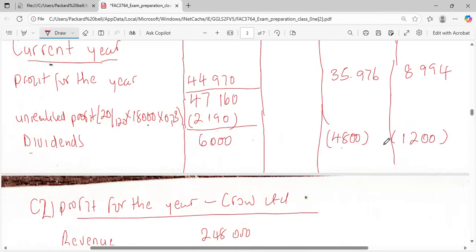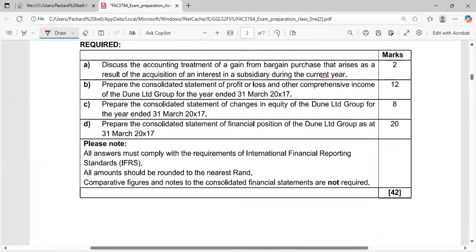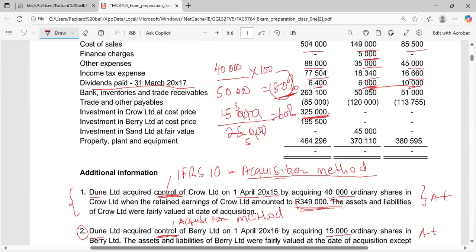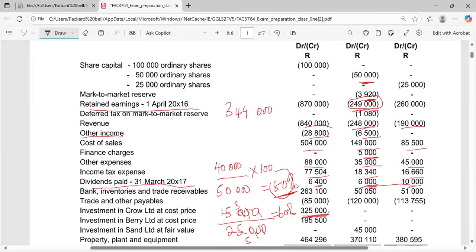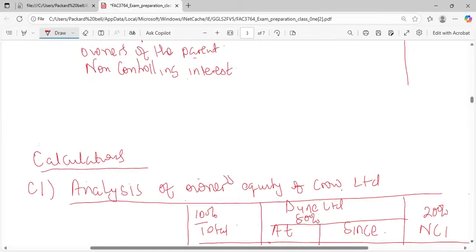Then what else do we have in the profit for the year? Let's check. Remember, we're talking of other comprehensive income. Let's see who owns the other comprehensive income. This mark-to-market reserve is owned by Crow. So we must take it to their analysis, the 3,920. So let's also take the 3,920 because it's owned by Crow Limited. So let's bring it there.